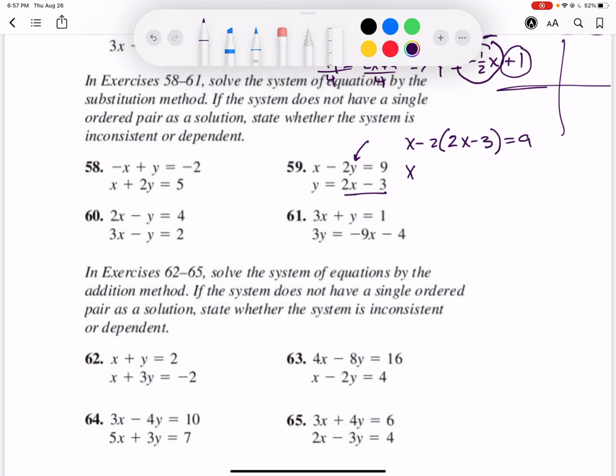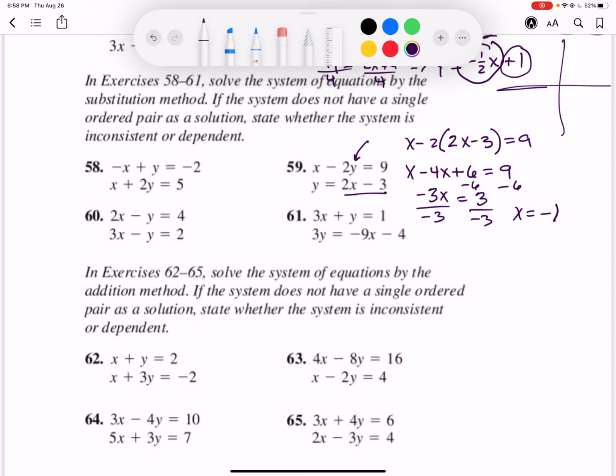Let's go ahead and distribute the negative 2 here. Let's distribute that through. So we've got negative 4x plus 6 equals 9. And then let's combine our terms. We've got one positive x minus 4x. That's going to leave us with negative 3x equals 3. And I'm going to divide by negative 3. So x equals negative 1.